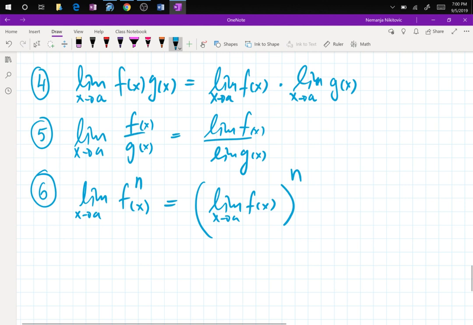What do you call it? Square root or a cube or whatever exponent you have. So these are your limit laws. And we don't really have any spicy examples where we get to use these. They will be there in Calc 2.